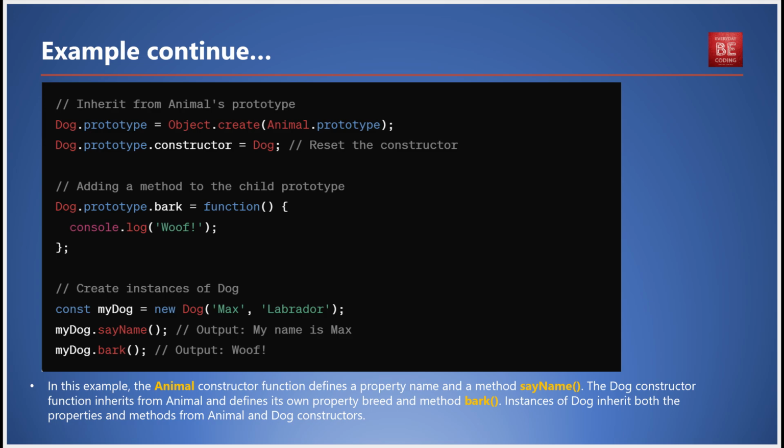To sum it up, inheritance in JavaScript is about objects inheriting properties and methods from other objects through a prototype chain. This is achieved using constructor functions and the prototype property. And that's how the wonderful world of JavaScript inheritance works.